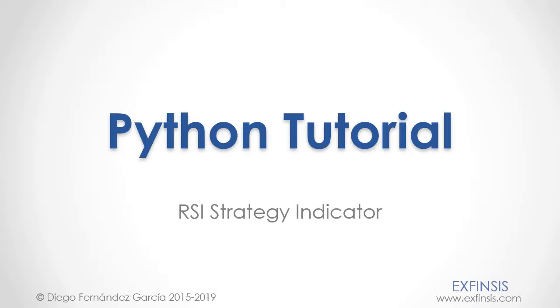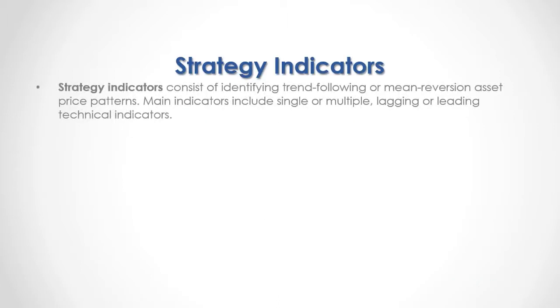Python tutorial, Relative Strength Index Strategy Indicator. Strategy indicators consist of identifying trend following or mean reversion asset price patterns. Main indicators include single or multiple, lagging, or leading technical indicators.